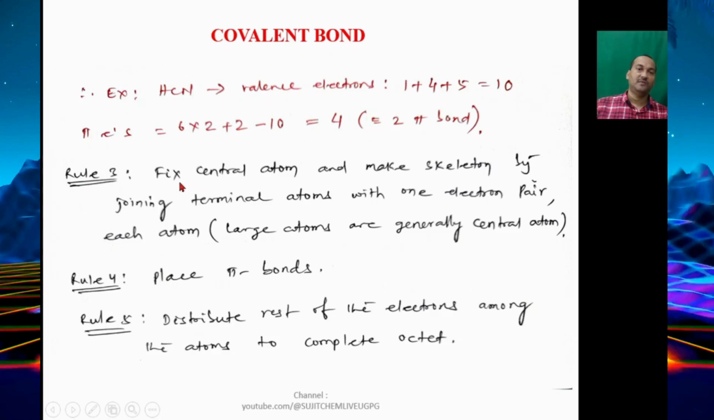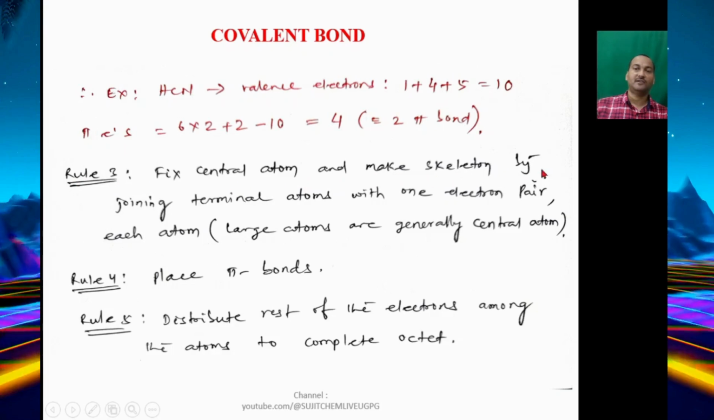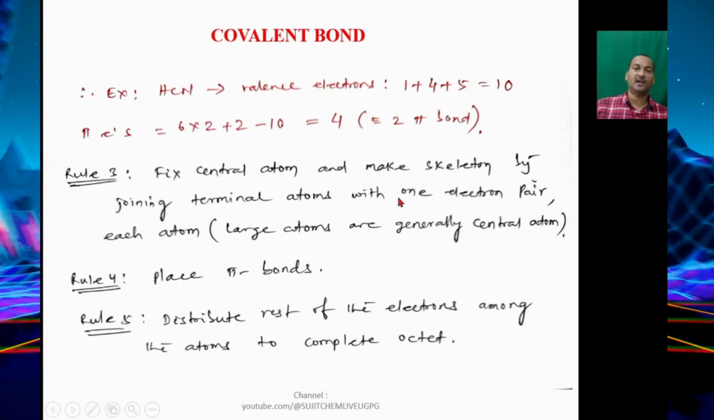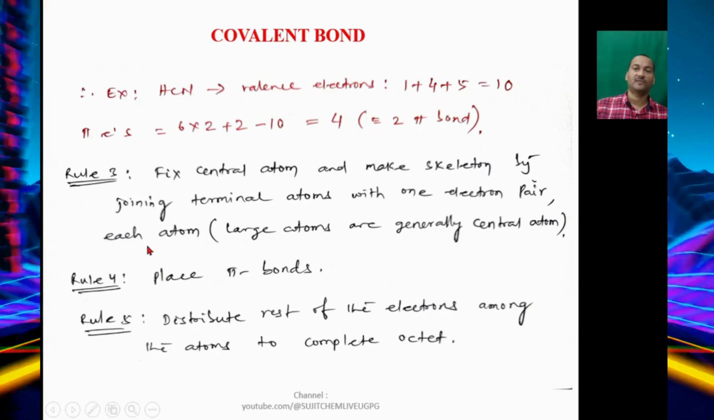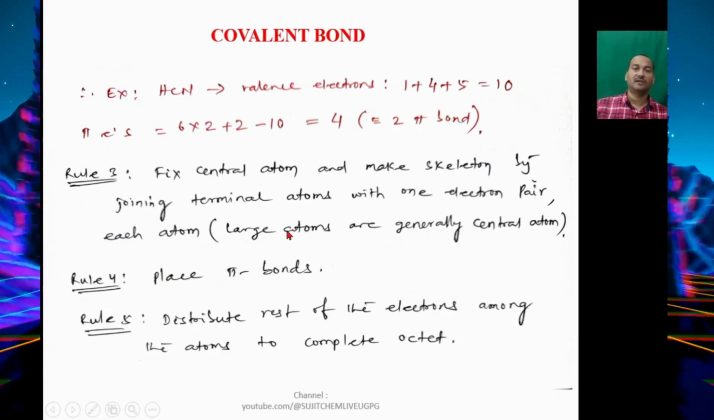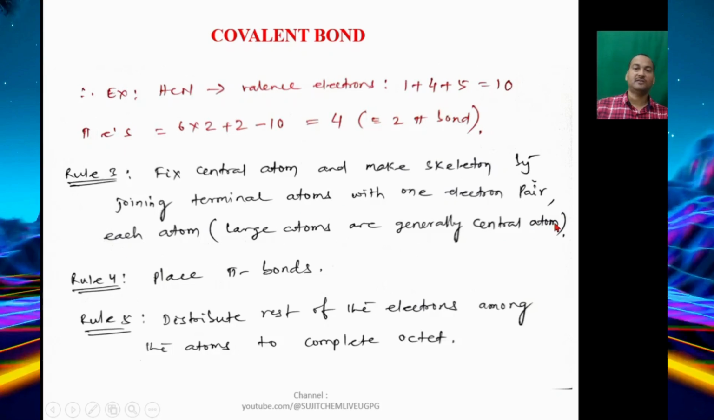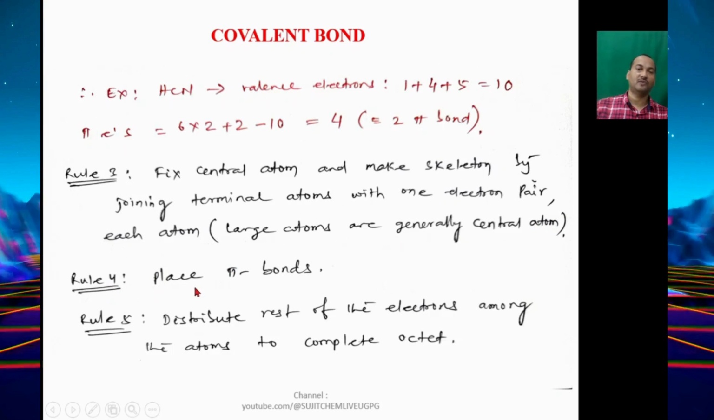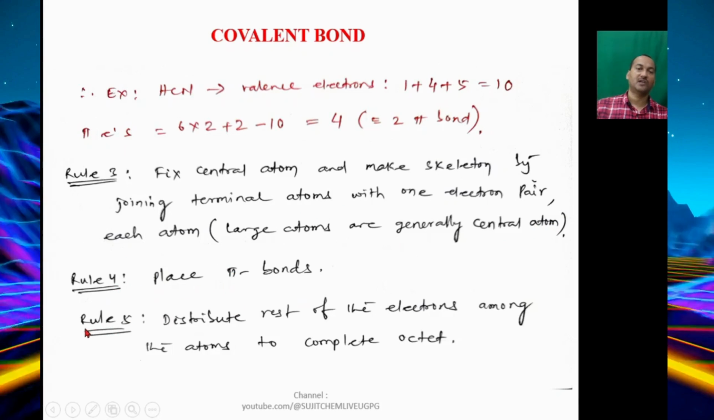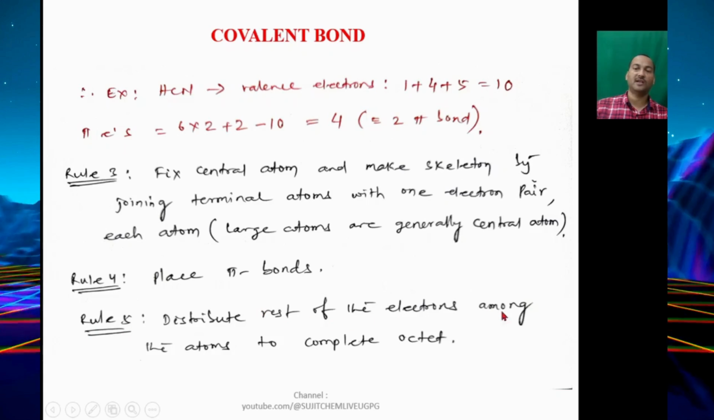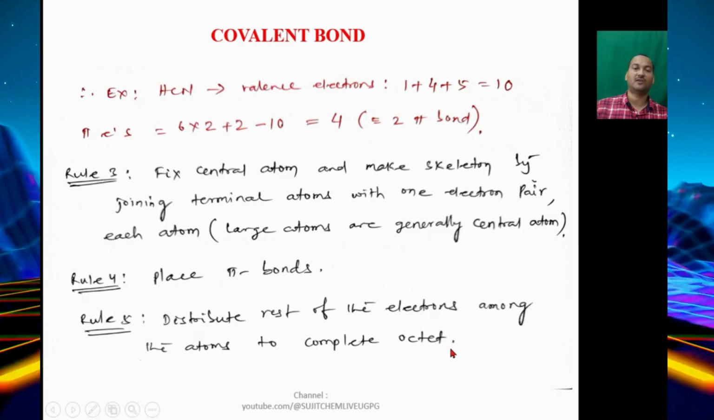So rule number 3, fix the central atom and make the skeleton by joining the terminal atoms with one electron pair. Large atoms are generally the central atom. Then rule number 4, place the pi bonds. Then rule number 5, distribute the rest of the electrons among the atoms to complete the octet.